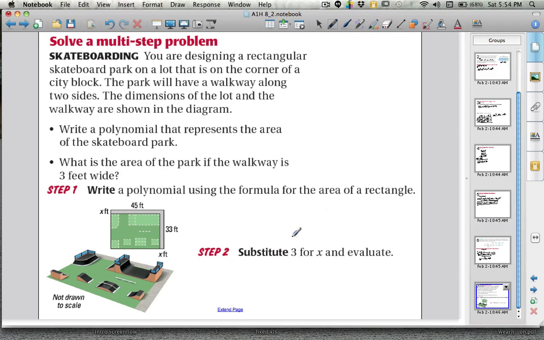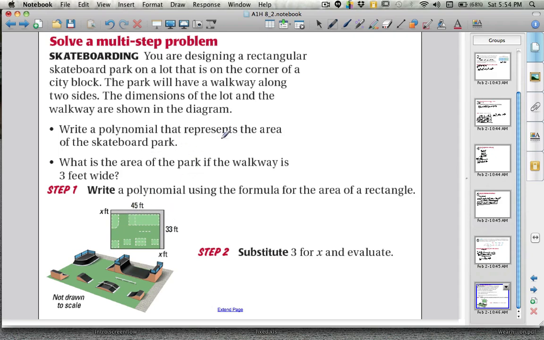Here's a problem about a park. So we're designing a rectangular skateboard park on a lot that's on the corner of a city block. And we have a certain amount of space. So you can see the total space we have is 45 feet by 33 feet. But we want to have the park and a walkway around it. So we want to leave x, this unknown amount of feet, for the width of the sidewalk.